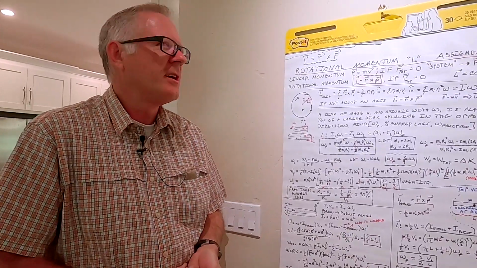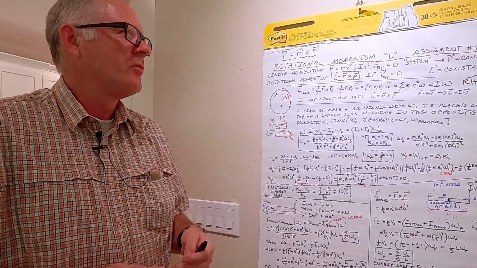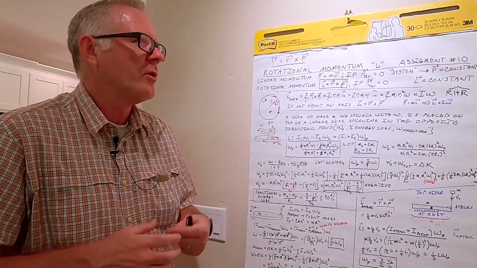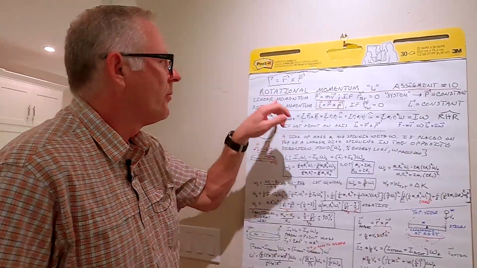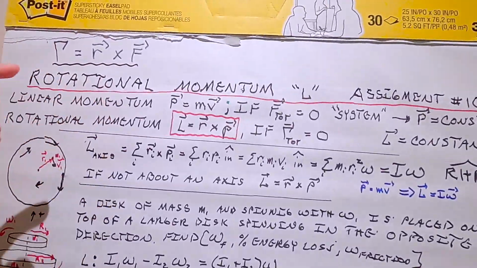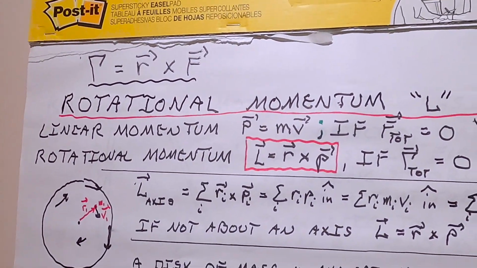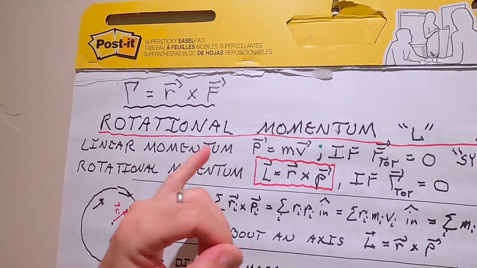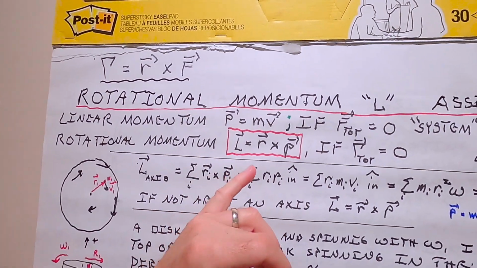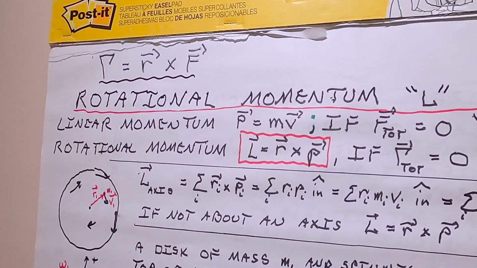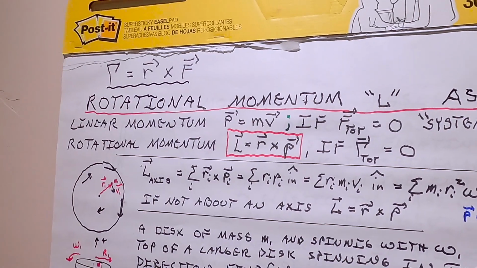So now I wanted to look at the other topic in this chapter, which was on momentum, rotational momentum. Remember, we defined the rotational force as r cross our old force. Well, we're going to define our rotational momentum as r cross our old momentum. So we always just make it r cross.